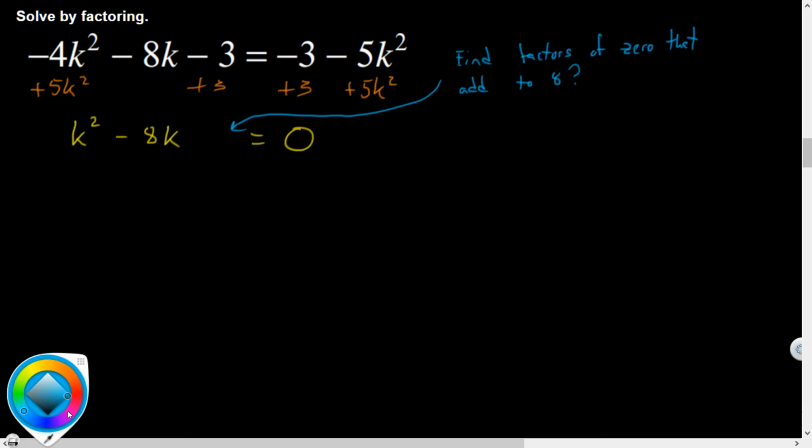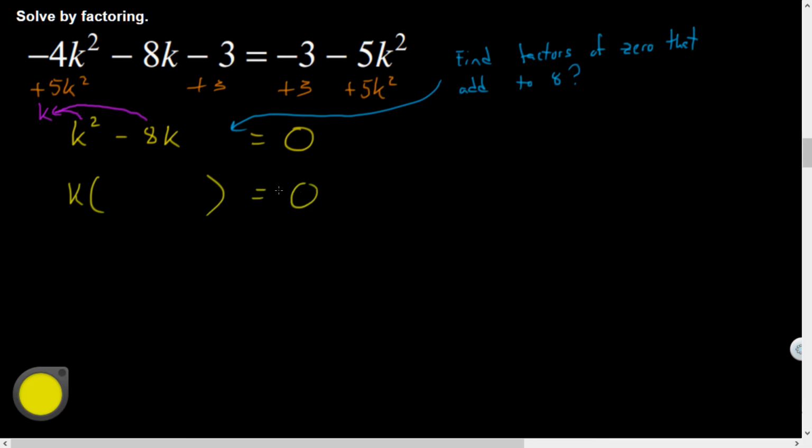But we know a different strategy. Maybe you don't remember it, but that's okay. Where I can actually factor the greatest common factor. I can steal a k from both of those. No, just a k. A k times what in parentheses? So when I steal the k out of it, I'm asking now, k times what would have given me k squared? k times k. And k times what would have given me negative 8k? Negative 8.